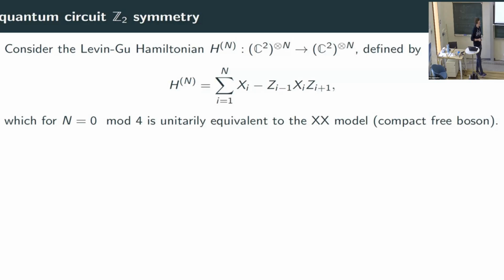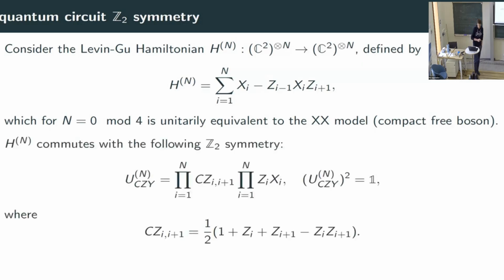For when n is a multiple of 4, this model is actually unitarily equivalent to the XX model. And the XX model is, of course, famously exactly solvable, and it's described by a compact free boson CFT. So everything I'm talking about here has some implication for the XX model, actually. It's just easier to work in this basis for what I will be talking about.